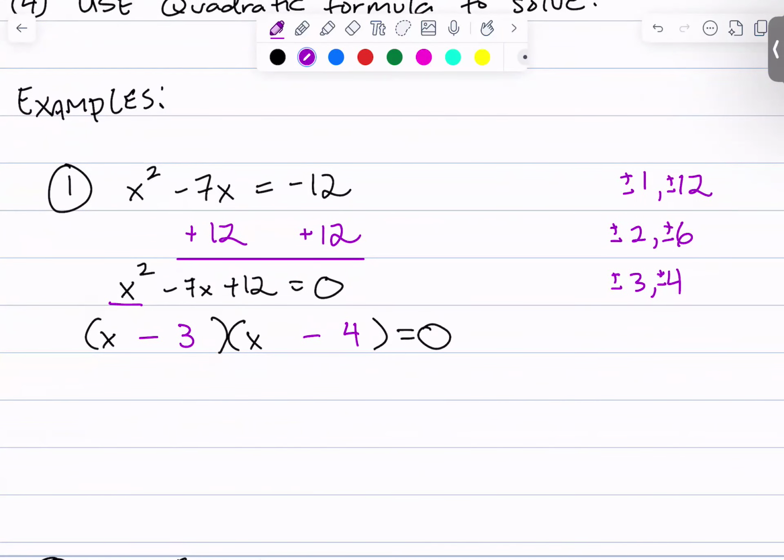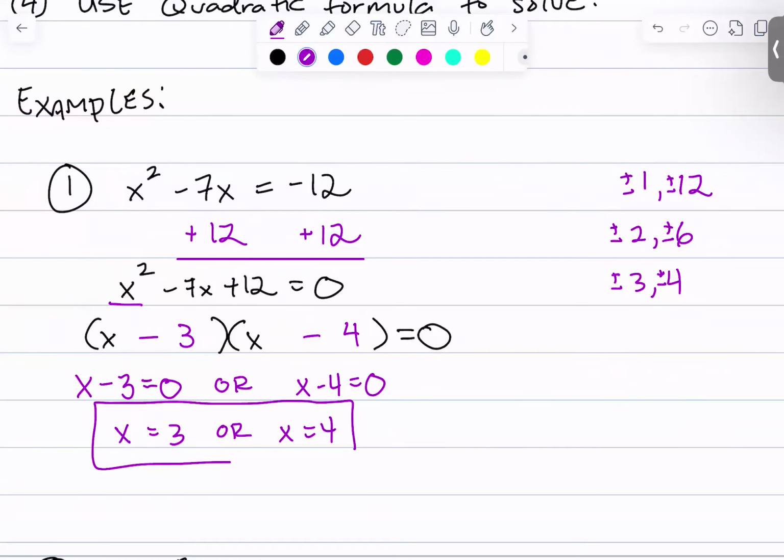So if x minus 3 times x minus 4 equals 0, then x minus 3 can be 0, or x minus 4 can equal 0, and we just solve it, right? So then x equals 3, or x equals 4. And those are my answers, my solution. Okay? Cool. This one, it already equals 0, example number 2.